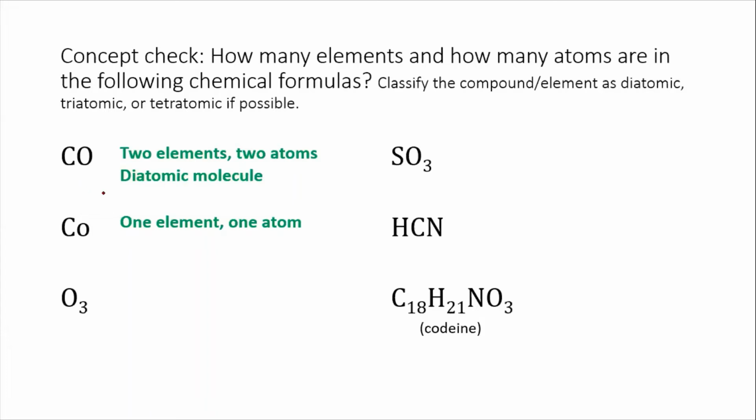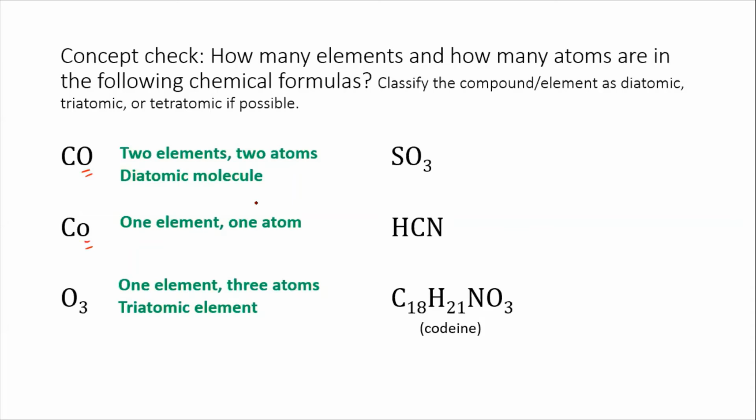And this is why it's so important to make sure that you do your capitalization and lowercase correctly. CO is carbon monoxide. It's a totally different substance than cobalt, the metal. So if you accidentally capitalize the O in cobalt, you'd be writing the chemical formula for carbon monoxide, not cobalt. So make sure that you punctuate and capitalize correctly when you're writing your chemical symbols. Okay, next one, O3. O3 contains just 1 element, oxygen, but there's 3 atoms of oxygen, so it's going to be a triatomic element.